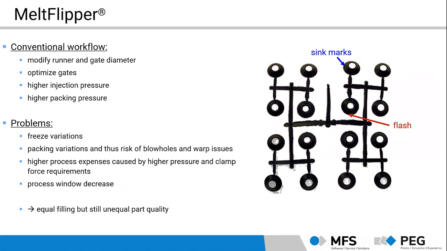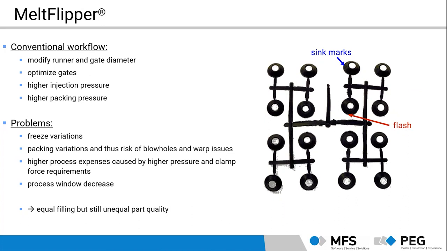And what do people often do in industry when they are confronted with these effects? Often they do trial and error. They want to modify runner and gate diameter to achieve an equal or balanced filling. They maybe optimize gates, they work with higher injection pressure, with higher packing pressure. But maybe they reach the goal of an equal filling, but they still see problems. Problems maybe with freezing, problems in the packing, so the risk of blowholes and warp issues.